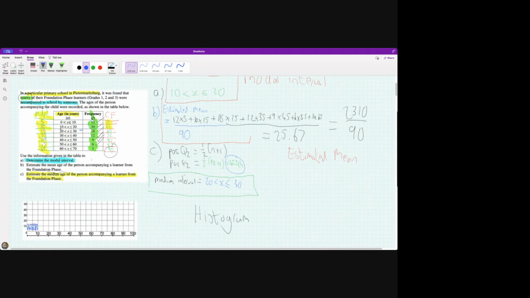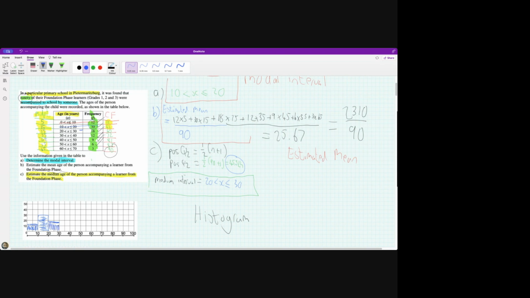Then I go to my second interval. From 10 to 20, I should have 30. So I'm going to go all the way up to there, and I'm going to color in my bar. A histogram is a lot like a bar chart, except it has a continuous variable along the bottom, so it has no gaps. Then from 20 to 30, that's the age, I have 18. So where's that going to go up to? It's just going to go up to there.